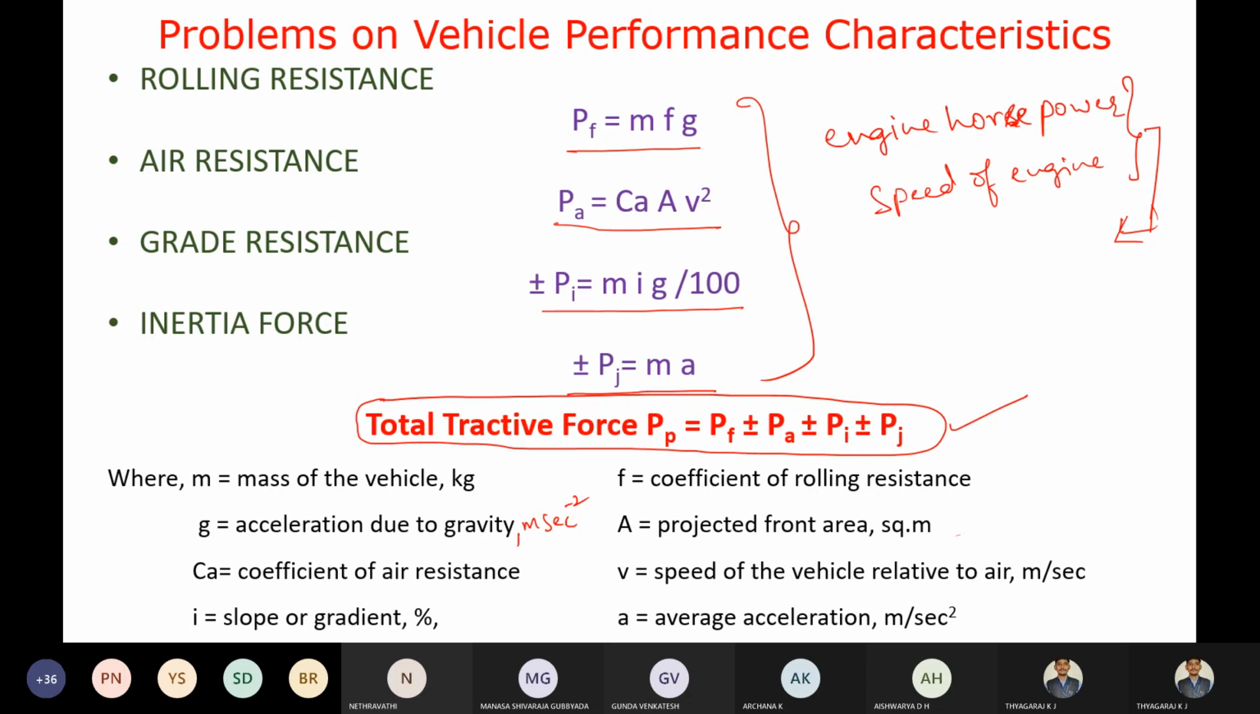Simply write: rolling resistance PF is equal to MFG. Air resistance is equal to CA A V square. Grade resistance plus or minus PI is equal to MIG by 100. Inertia force plus PJ is equal to ME. Then the total tractive force: it is the summation of rolling resistance, air resistance, grade resistance, and inertia resistance. So kindly note it down.